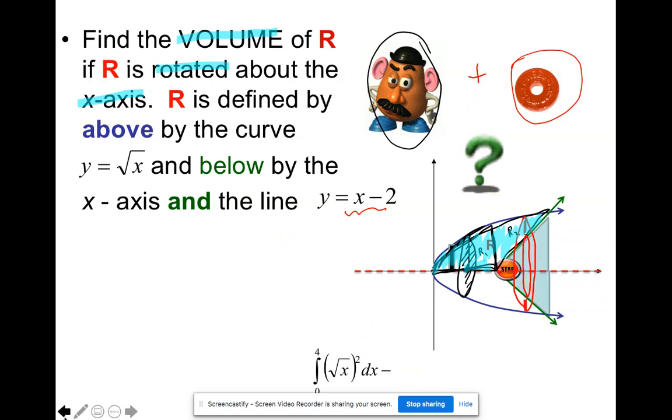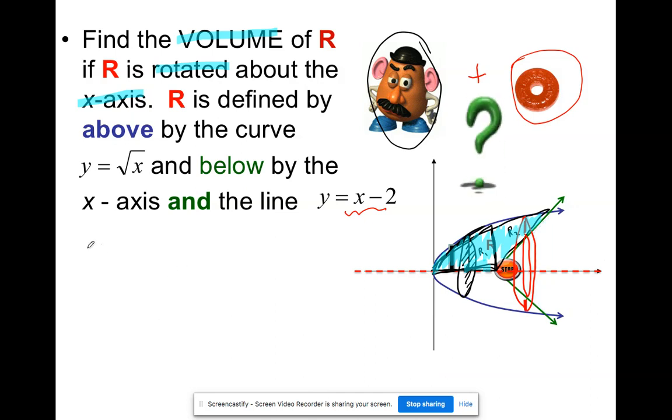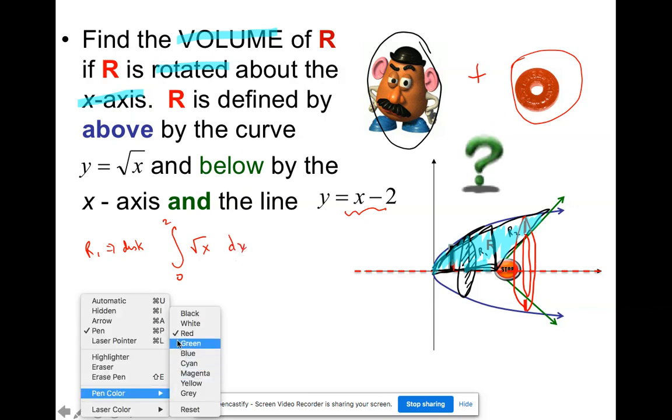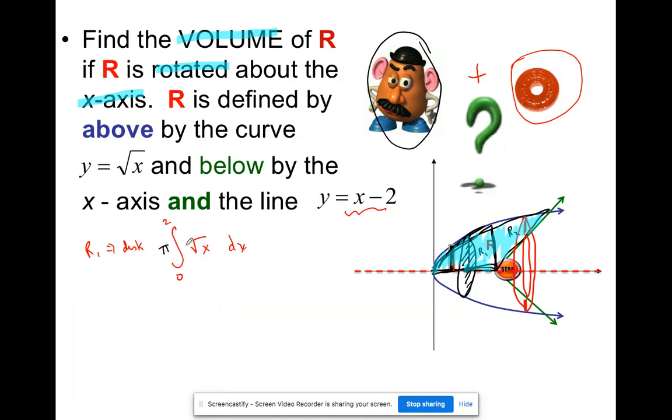Darn it. I didn't want to do that yet. Shoot. I wanted to say region 1. I'm going to do disks because there's no hole for region 1. So I'm going to go from 0 to 2. What's my radius? My radius goes from the axis of rotation to the function, but that's just the x-axis to the function. But I'm doing a circle, right? The area of a circle is pi r squared multiplied by dx gives me my width, sum them all up.